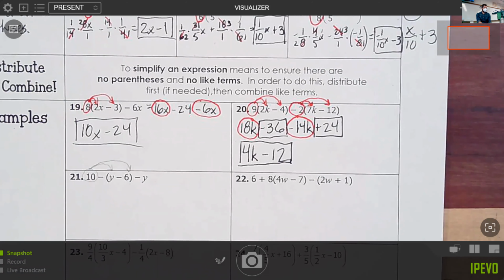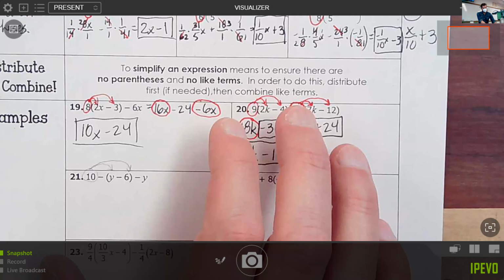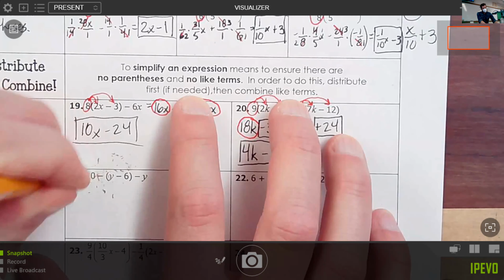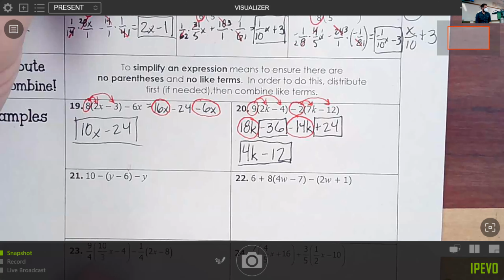Everybody see that? I know I wrote lightly because I'm going to erase it. This is not what we're doing here. We're not multiplying the things on the inside by 10 because the 10 is not right up against the parentheses. It's separated from the parentheses by this minus or negative. So we're not multiplying those two things by 10. Does anybody know what we're multiplying them by?